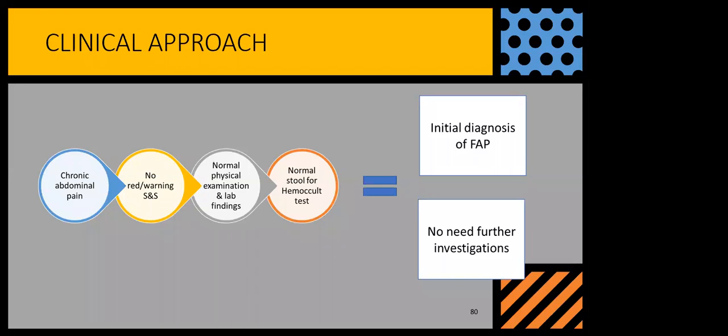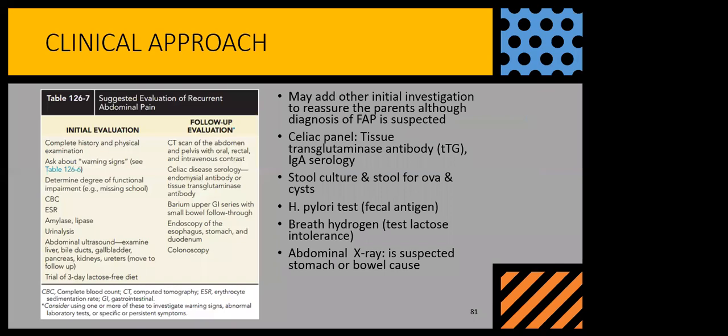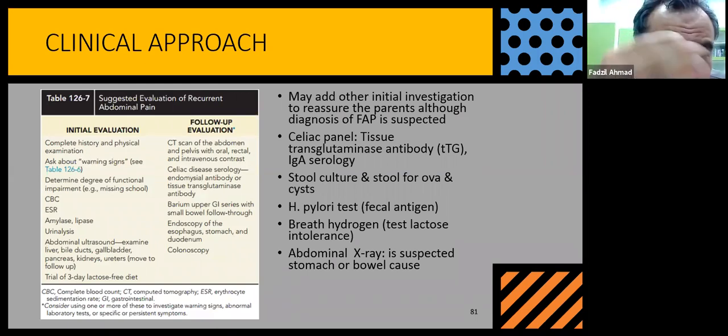So then you have to do the stool and blood test. So it's normal. So you can make an initial diagnosis of functional abdominal pain, and there is no need for the investigation. Okay. So the patient has functional abdominal pain. There is no need for the investigation. However, you can initiate investigation to reassure the parents: CBC, ESR, CRP, culture.